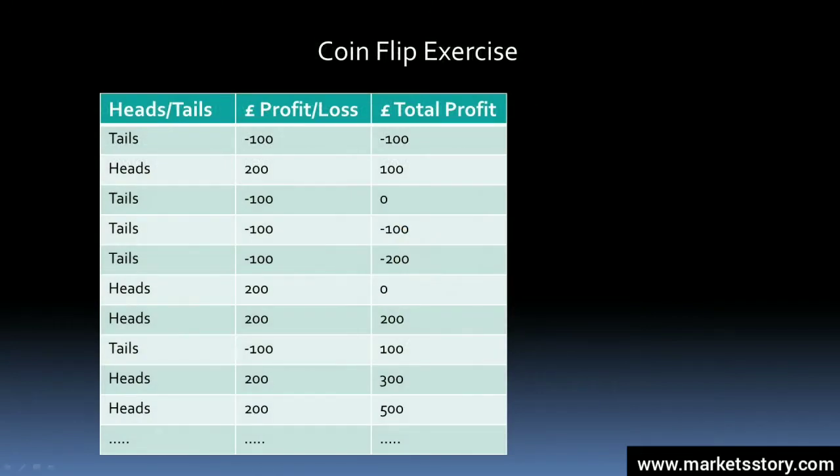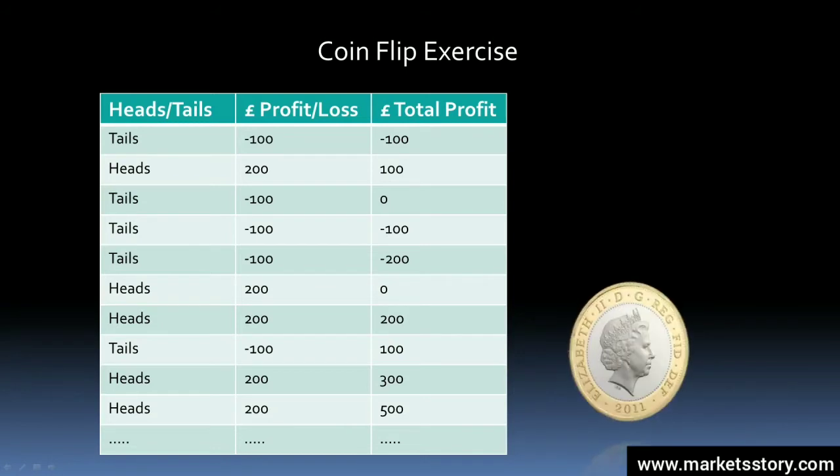A classic example of risk-reward is a coin flip exercise. Toss a coin 100 times representing each trade you'll take. I think you'll agree there's a 50% probability of the outcome being heads or tails. Now, if the coin lands on heads, you win £200. If the coin lands on tails, you lose £100, representing a 1 to 2 risk-reward. Add up the profit and loss in this example. We can see that we've made £500.